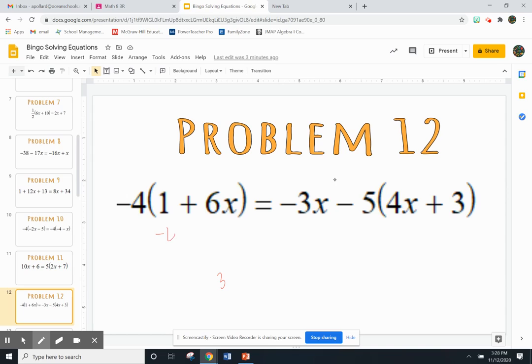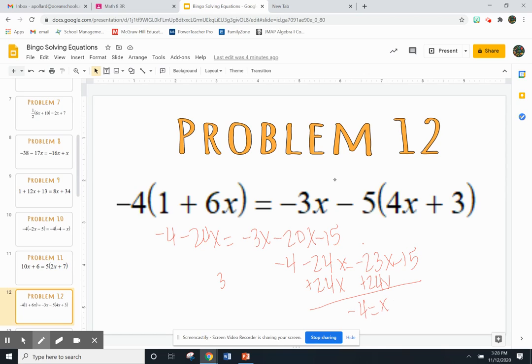Distribute in. Negative 4 minus 24x equals negative 3x minus 20x minus 15. So negative 4 minus 24x minus 23 equals negative 23x minus 15. Add 24x to both sides. And I get negative 4 equals x minus 15. Add 15. And you get x equals 11.